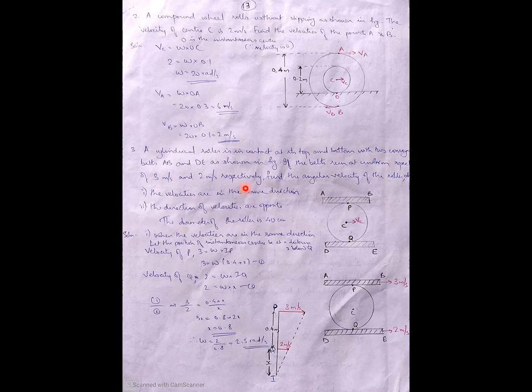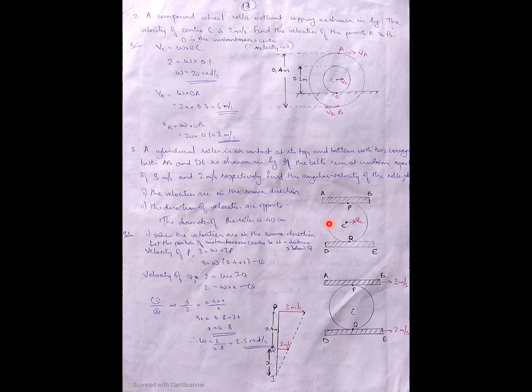Next question. A cylindrical roller is in contact at its top and bottom with two conveyor belts AB and DE as shown in the figure. If the belts run at uniform speeds of 3 meters per second and 2 meters per second respectively, find the angular velocity of the roller when the velocities are in the same direction. Second case, the directions of velocities are opposite. The diameter of the roller is 40 centimeters. This figure is given in the question itself.